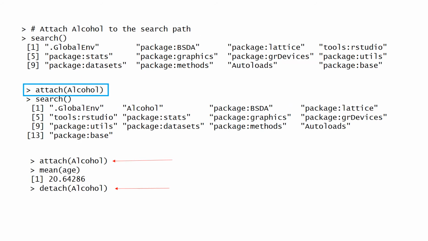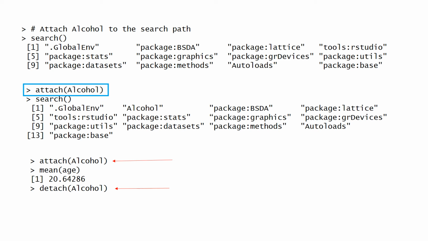A third way is to attach the dataset to the search path. Most things I read recommend against doing this, but it works, and the Mike Marin videos I assign use this method a lot of times. At the top of this slide, I run search to see the current search path. Notice that alcohol is not on the search path. Next, when I attach alcohol, see the blue box, and run search, alcohol is on the search path. So if you run attach(alcohol), mean(age), you see the mean is about 20.64.